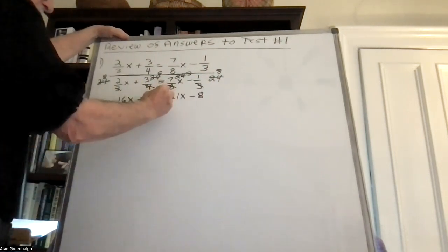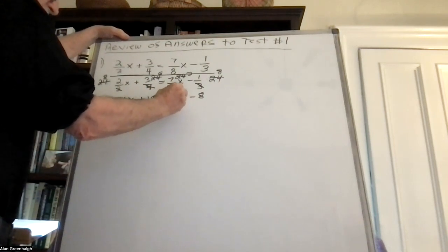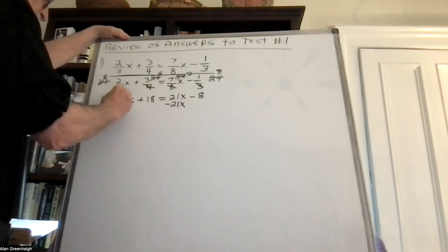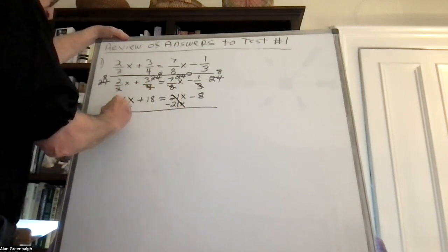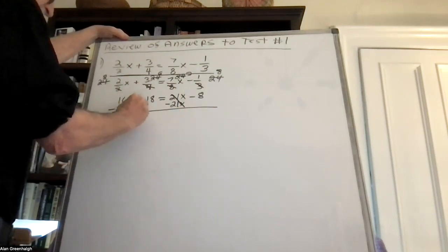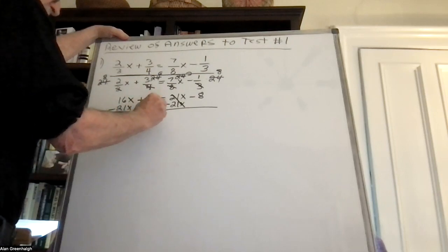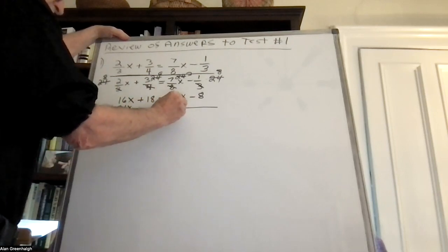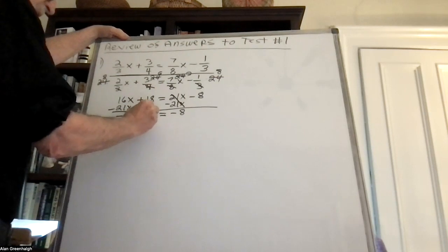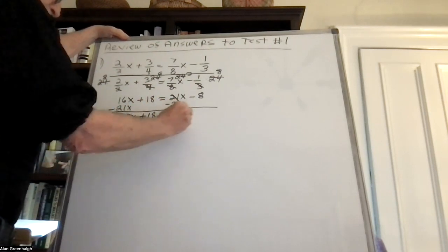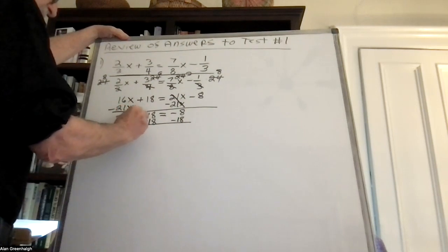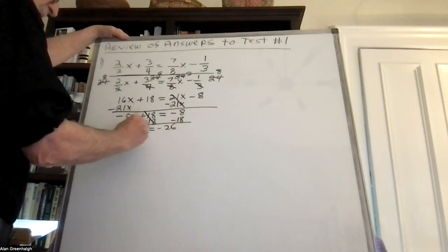I then brought the 21 to the left side of the equation. And I get negative 5x plus 18 equals negative 8. I then bring over negative 18. Negative 5x is equal to negative 26. Divide by negative 5.